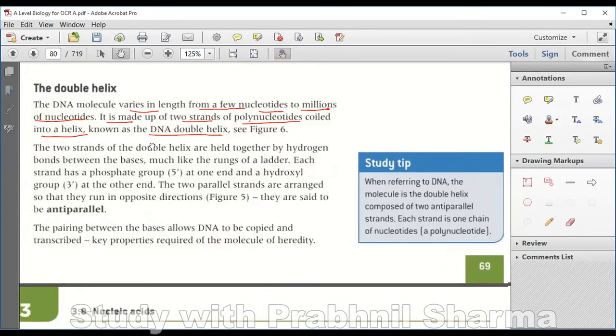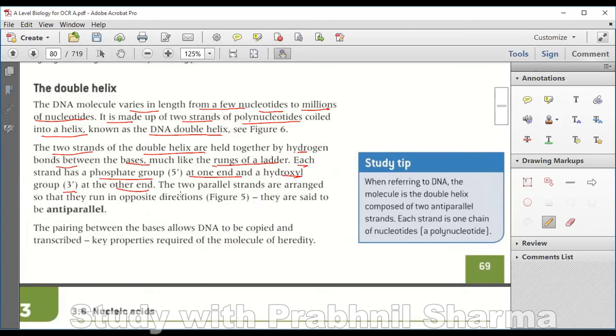Is that clear? Okay. The two strands of the double helix structure are held together by hydrogen bonding between the bases, much like the rungs of a ladder. It's just like a ladder. Each strand has a phosphate group at the fifth carbon at one end and a hydroxyl group at the third carbon at the other end.